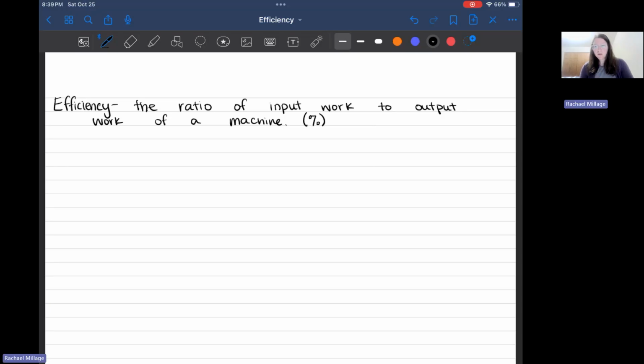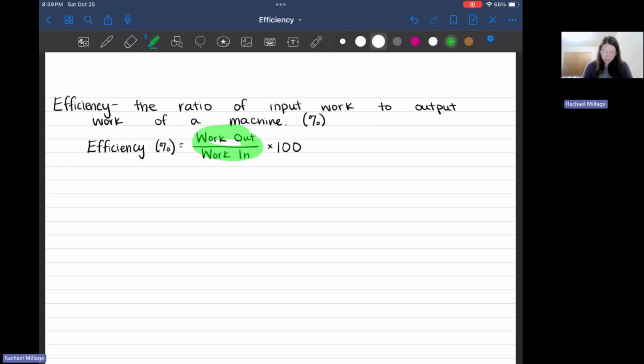Okay? So our equation that we decided on in class is efficiency as a percent is equal to the work out of the machine divided by the work into the machine times 100 to make it into a percent.